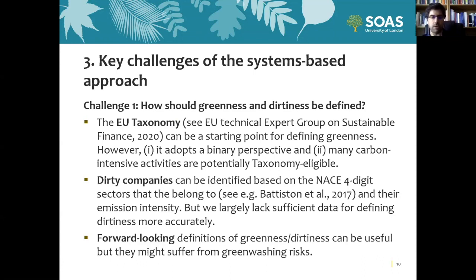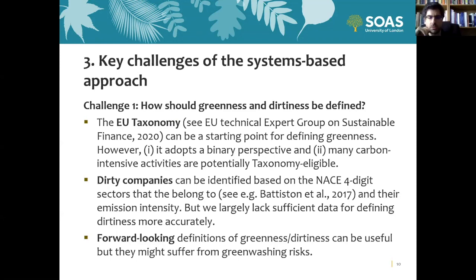Now, the EU taxonomy doesn't do anything about identifying what is dirty. And this is important because if we want to achieve the transition to a low-carbon economy, we need to know which companies are dirty and which are not. One way to do that is to use the classification that we have for different sectors and identify specific sectors, for example, based on the NACE 4-digit classification, in order to say which companies are more carbon intensive than others. And there are people who have worked on that over the last years. We can also rely on data that we have for companies about emission intensity. And despite the fact that we still do not have enough data to do so, we have some information in order to be able to talk about dirtiness.